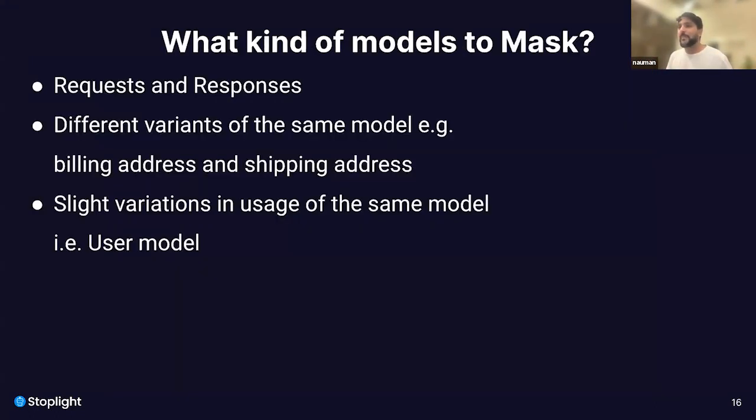So this is masking. And when it comes to what kind of models you should mask, requests and responses being different, you could create different masks for them instead of having to duplicate them. If you have different variants of the same model, like I mentioned, a billing address or a shipping address, or slight variations in terms of what API it's being used on, like the user model might look a bit different in one API or the other, you could create masks for all of these scenarios and be able to use them within your API specification.